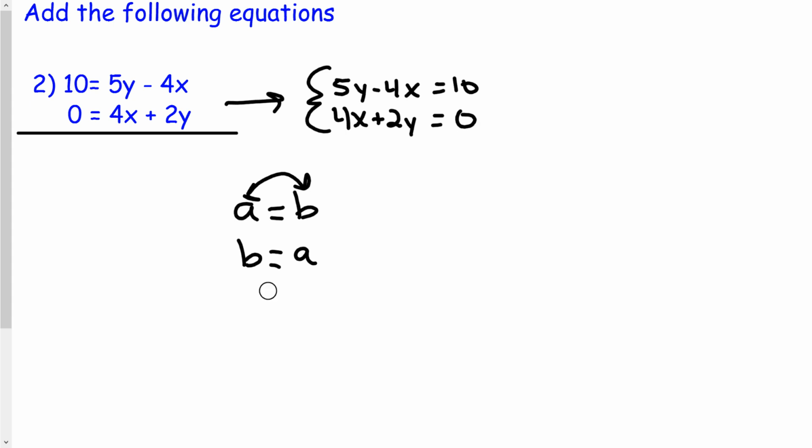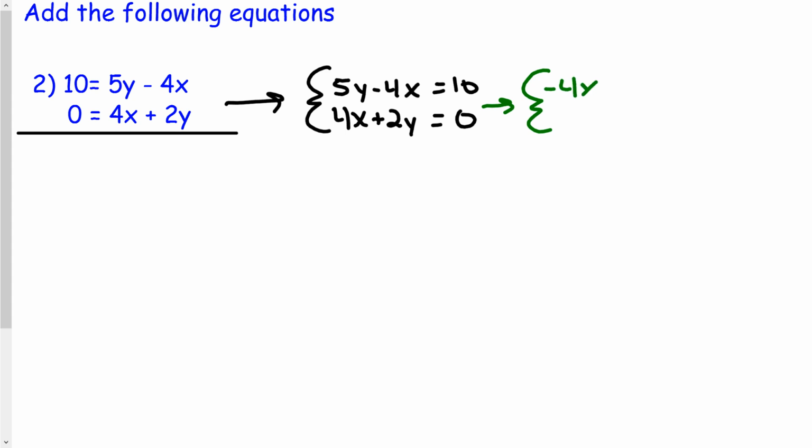These are still not in standard form. Almost, though. Only issue here is the top equation. And this is just going to be the commutative property of addition again. I want the x's to come first. The coefficient is negative 4, so it's a negative 4x. That's a positive 5y, so plus 5y equals 10. And this is all in standard form. I'm not going to touch that second equation.